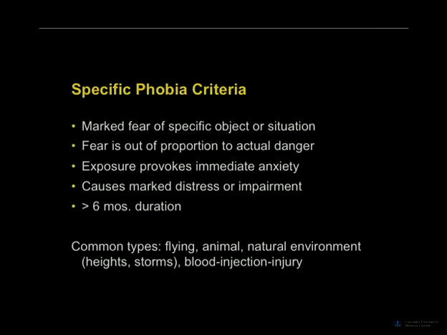So again, to meet the phobia criteria, you've got to have a marked fear of a very specific object or situation. The fear has to be out of proportion to the realistic danger of the situation. It has to be a consistent problem, so it's not just a one-shot thing, but it provokes immediate anxiety. You've got to have marked distress or impairment. So if you're afraid of snakes, but you live in Manhattan and don't venture outside of Manhattan except to go to a zoo, you can't really meet the criteria for this disorder. It has to go on for a period of time, not just a brief thing. At least 6 months is the convention.